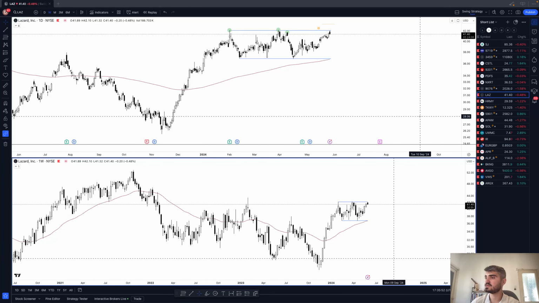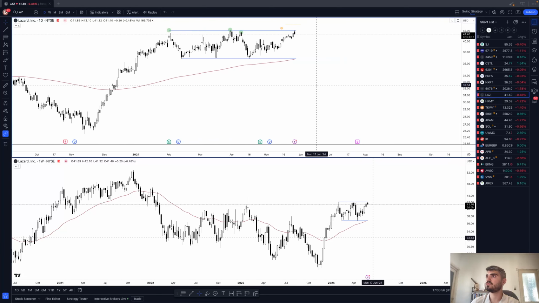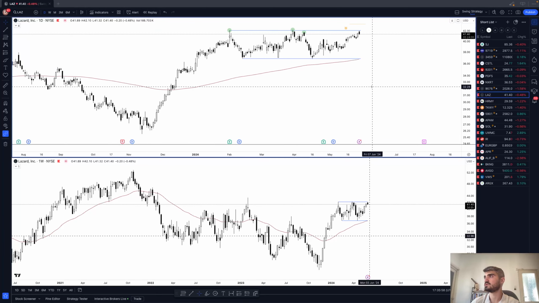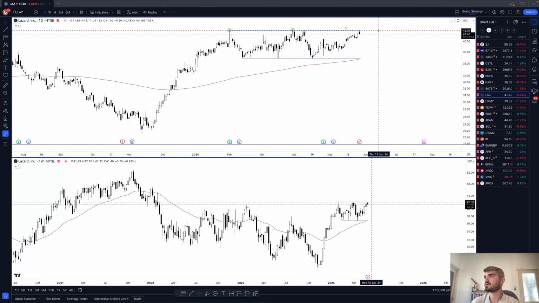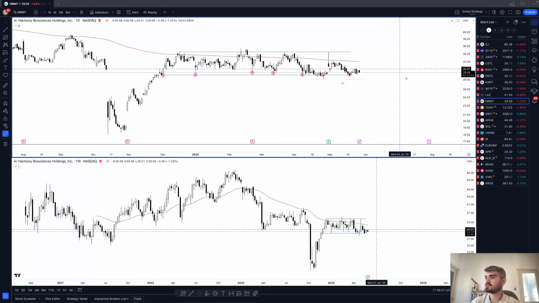Okay, LAZ, nothing specific. It's quite close to the pattern boundary, actually touched it at the market open. Just a wait.